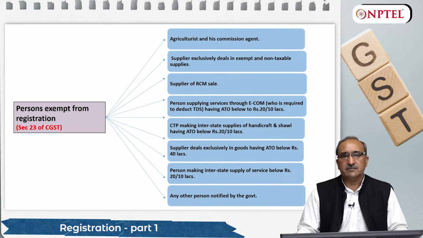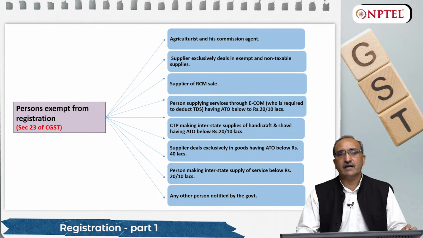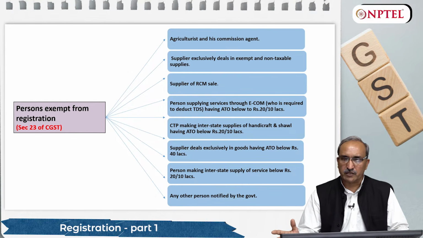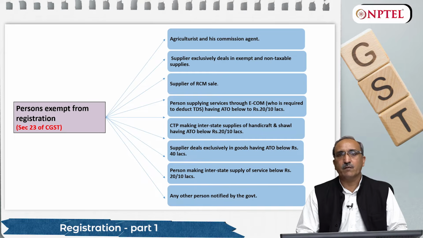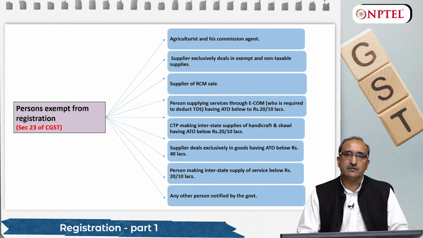There are some persons under section 23 of CGST Act, those have been exempted from obtaining GST registration. Means in normal circumstances, every businessman, every business entity is supposed to take GST registration if their turnover is more than 20 lakh rupees or 40 lakh rupees, as the case may be. But there are some persons, those have been exempted from taking GST registration number, though they have more than 20 lakh rupees of their turnover.